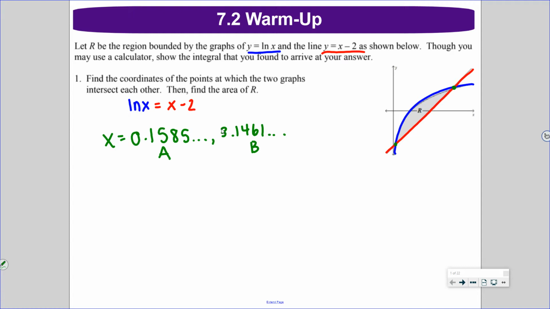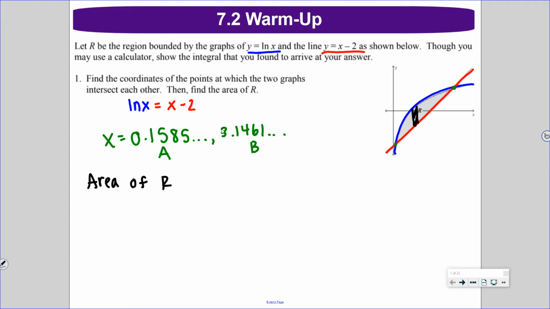Okay, so it says, although you may use your calculator to evaluate this, which we're going to have to with these non-exact intersection points, still set up the integral to find the area of our region R. Obviously I kind of gave this away because we found the x values of the points of intersection, but again, if it helps you to draw a little rectangle, we're going to want to do this with respect to x.